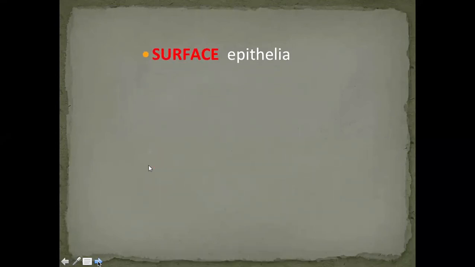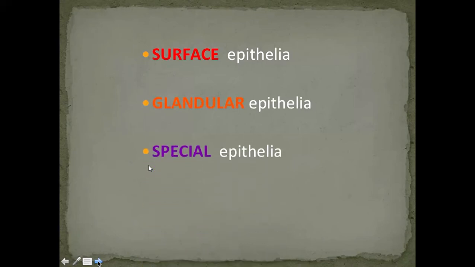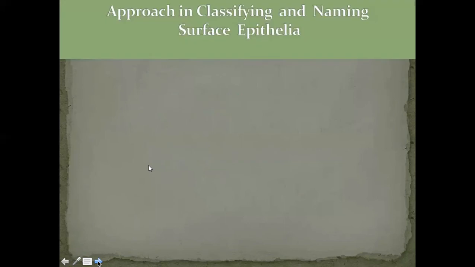Next, let's go to the division or the types of epithelia. The types of epithelia are the following: surface epithelia, glandular epithelia, and special epithelia. Let's start first with the surface epithelia. I will teach you how to classify and name surface epithelia. I will simplify this for you to understand, because this is a very basic thing.